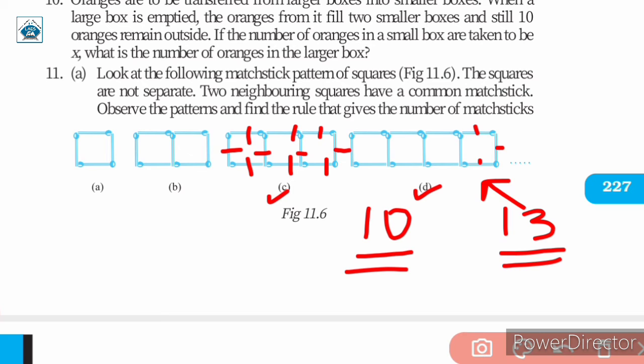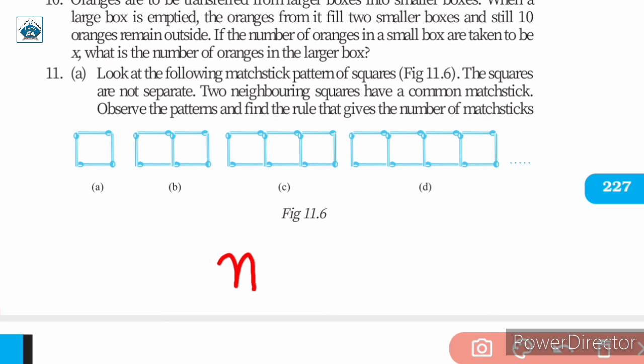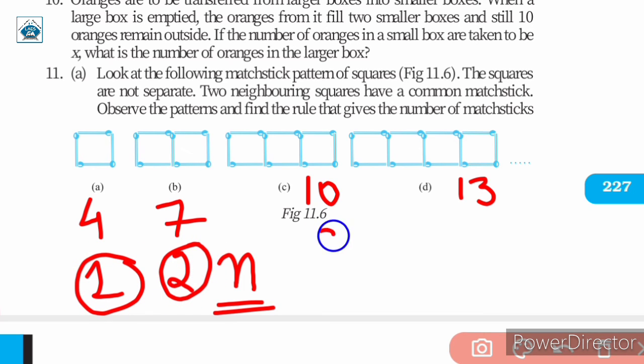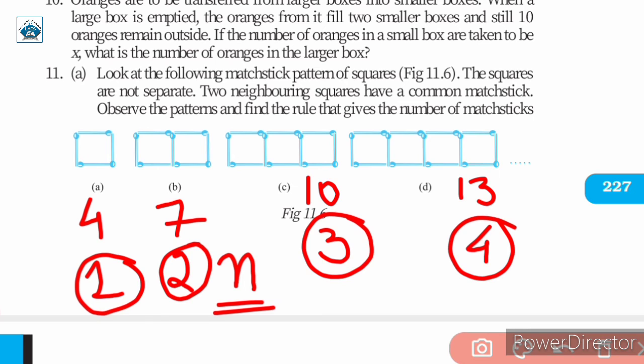So what we have to find is, we need to find the rule that gives the number of matchsticks. So if we take the number of squares as n, then we need to find the rule that gives the number of matchsticks. So here this is 4, this is 7. I am writing the number of matchsticks. This is 10, and lastly this is 13. So these are the numbers. In this case, n is equal to 1. Here n is equal to 2. n is the number of squares. Here n is equal to 3, and here n is equal to 4. This is the data we have with us.